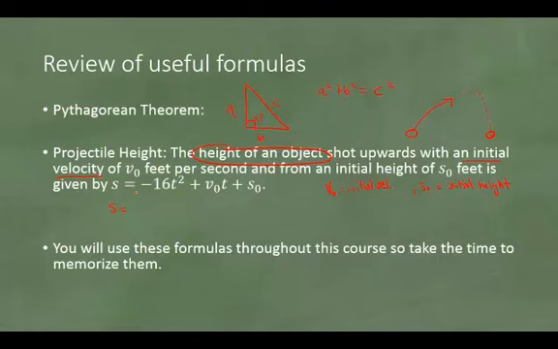So again, the position at any time, s, is given by negative 16 t squared plus our initial velocity times time plus our initial height. And this is if the equation is in feet, by the way. The problem is in feet. It says the initial velocity was so many feet per second. But if we're talking about meters per second, then the equation looks like negative 9.8 t squared plus our initial velocity plus our initial position.